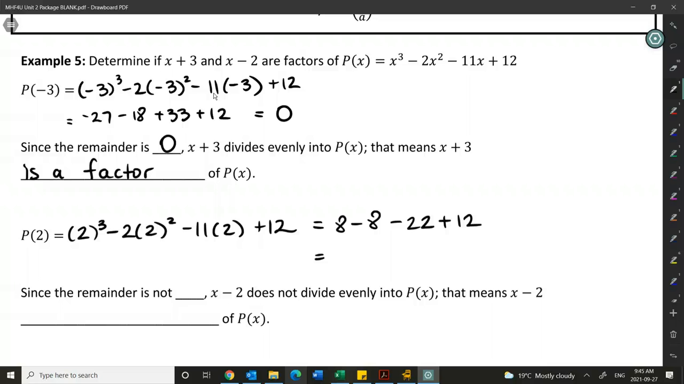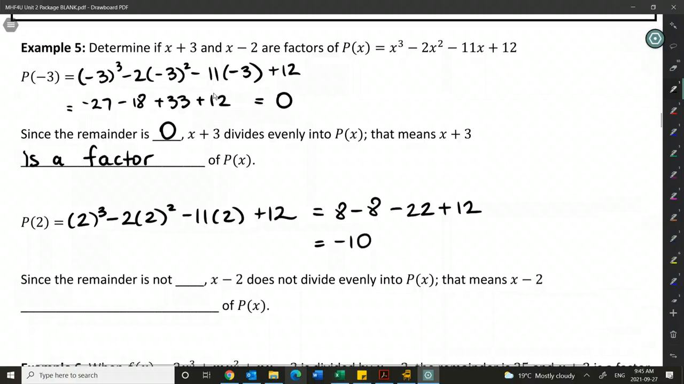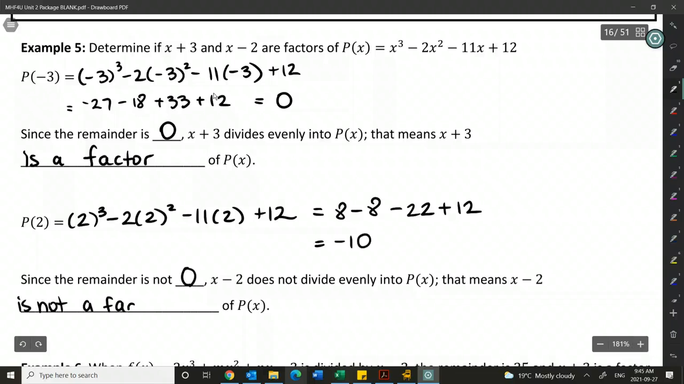Okay, I don't think that we're getting 0 for this one because the 8s will cancel. That will be 0, but then we have negative 22 plus 12, so that's going to give us negative 10. So it follows that since the remainder is not 0, x minus 2 will not divide evenly, and x minus 2 is not a factor of p at x.